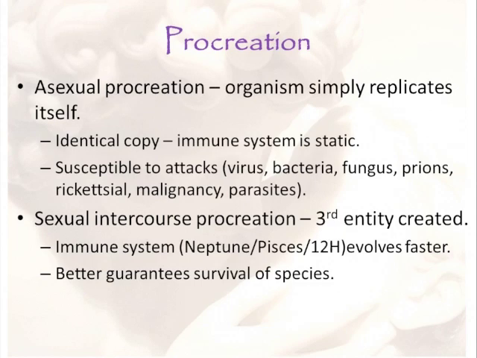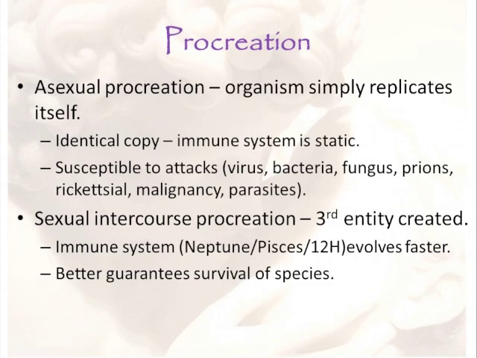So over these eons of time, the vast majority of organisms have developed multiple genders. And those dual genders, what we would know as male and female, have evolved to procreate through sexual intercourse. And what happens with that is there's a third entity that's created that is a blend of the two entities that created it. And what this ensures is that the immune system evolves faster.